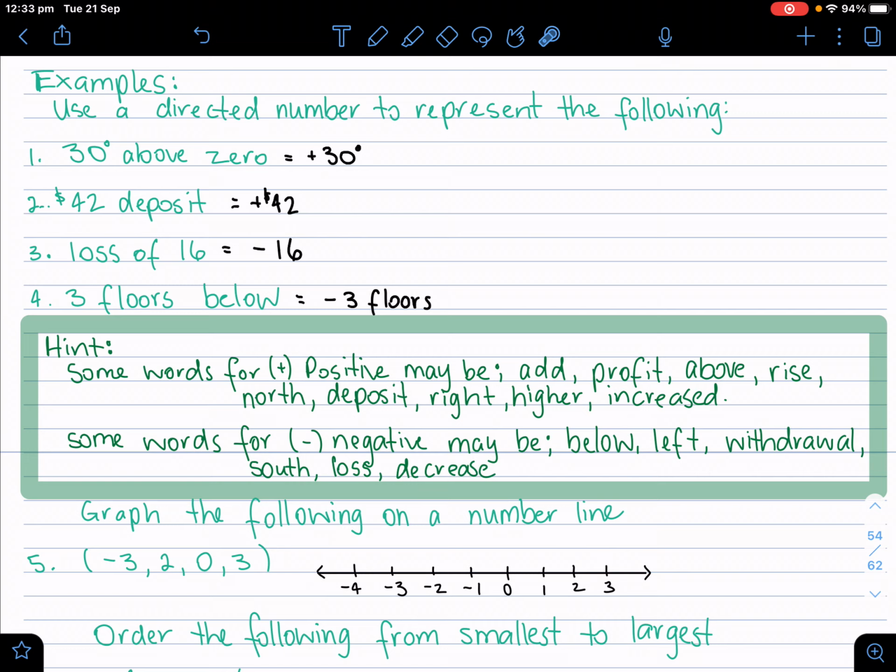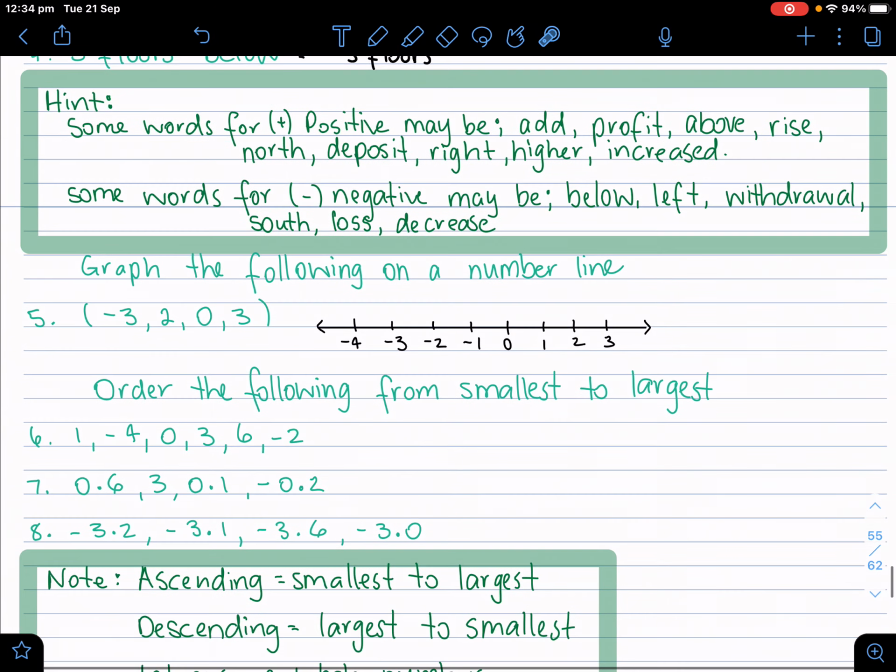Let's go through some words that are negative. For example, below, left, withdrawal, south, loss, and decrease. These are just some of the words. They're just some examples. There's many words that we can use. Now, the next part of directed numbers is to graph the following on a number line.